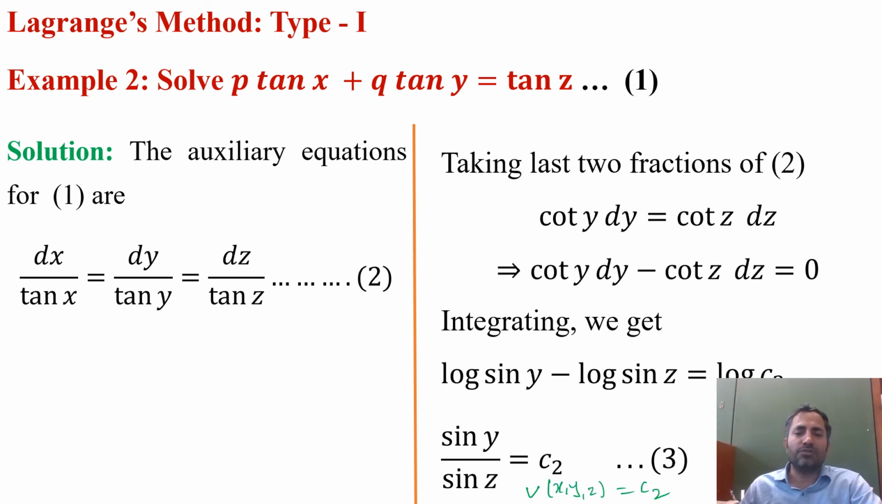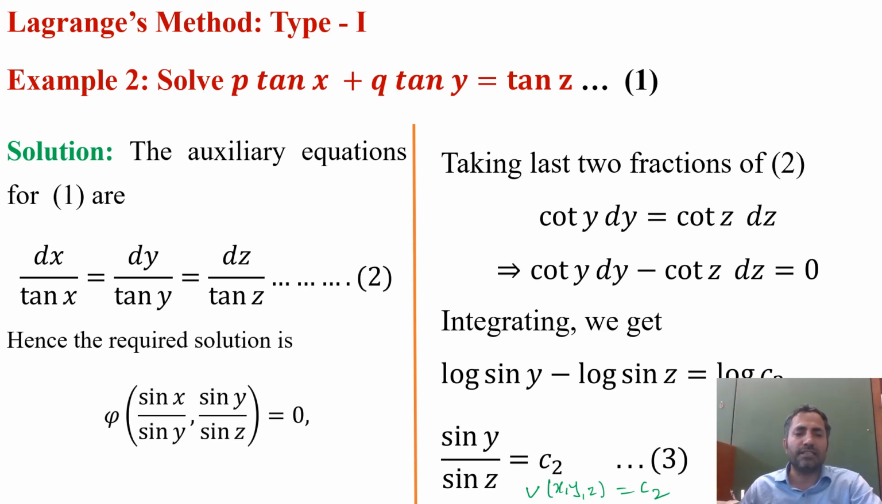So the required solution that we obtained for the given question is phi of sin x upon sin y, sin y upon sin z equals 0. You can select others also, like sin y upon sin z, sin x upon sin z is also possible. So the number of solutions can be found here, and phi is an arbitrary function here.